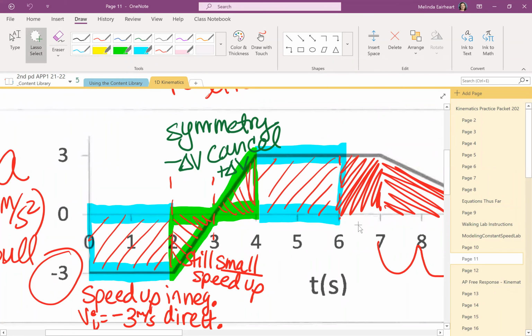And so 4 to 6 seconds, what's happening? It's the opposite area, right? Equal in magnitude, opposite in direction to the 0 to 2. And so if those cancel, what's the velocity? Not that this is a velocity graph, but what's the velocity at that 6 seconds?